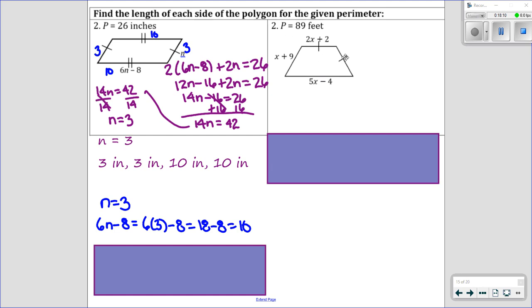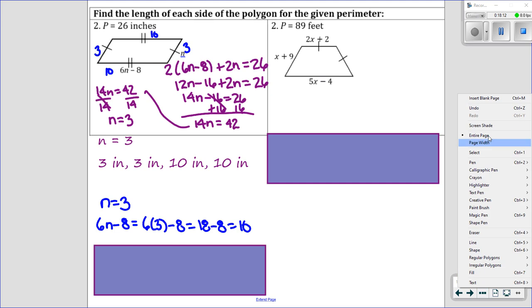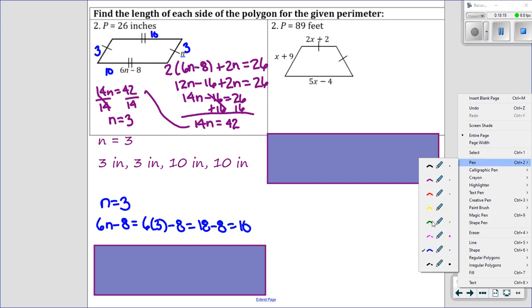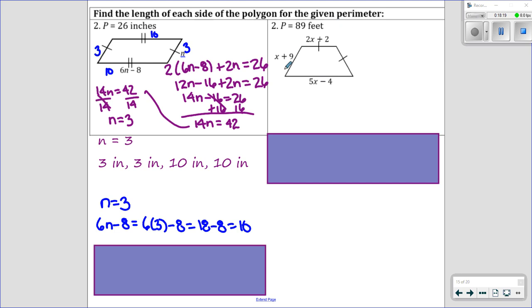Same thing with this one. Let's look at this closely. I'll use purple. Alright, so this one, they gave you 9 plus x. They give you 5x minus 4 for the base of this shape. The top is 2x plus 2. Notice this line and this line? That means that they're congruent. So this is also 2x plus 2. They gave you the perimeter, 89.